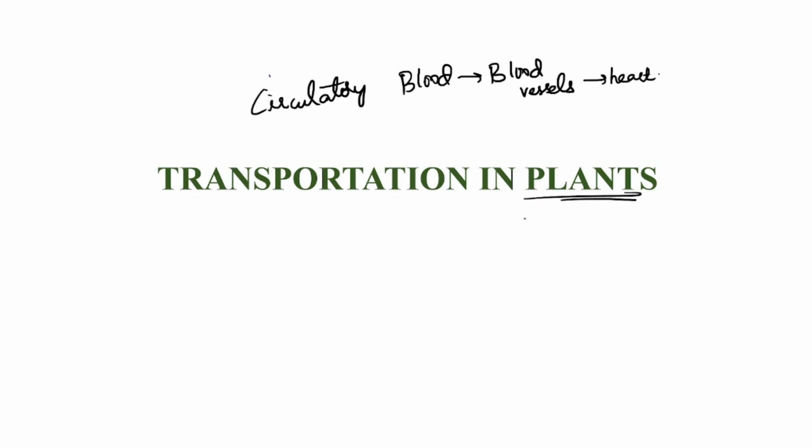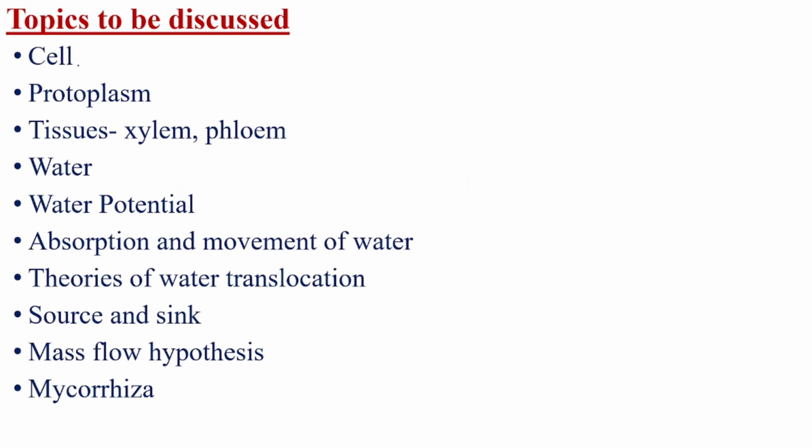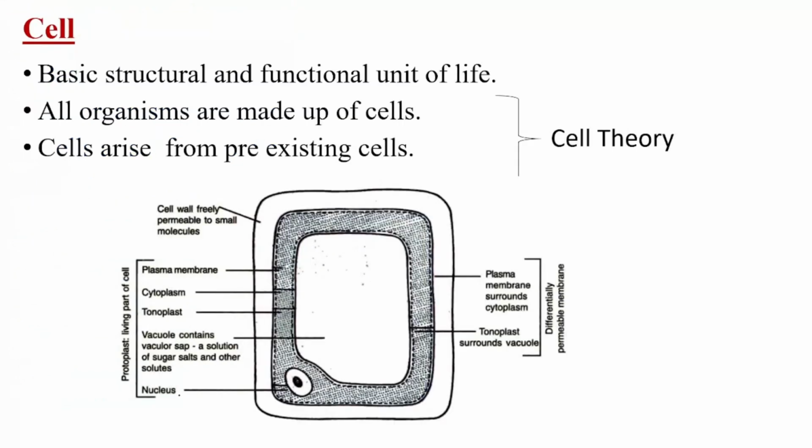Plants are relatively simpler when compared to animals or humans, but they do carry out complex processes like animals and humans. So, how actually does transportation take place in plants? Before diving into the topic, let's discuss what a cell is, protoplasm, tissues, xylem and phloem, water potential, absorption and movement of water, theories of water translocation, source and sink, mass flow hypothesis, mycorrhiza.